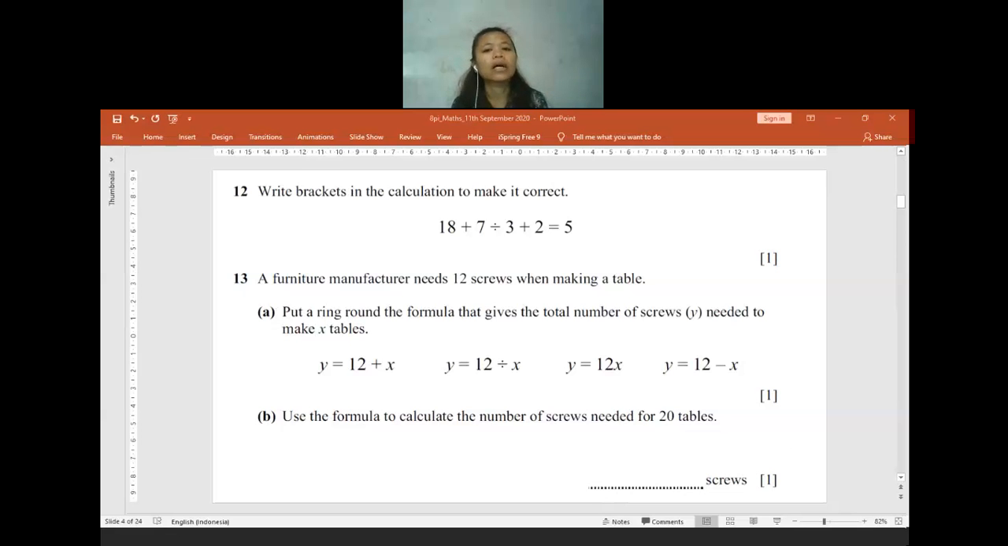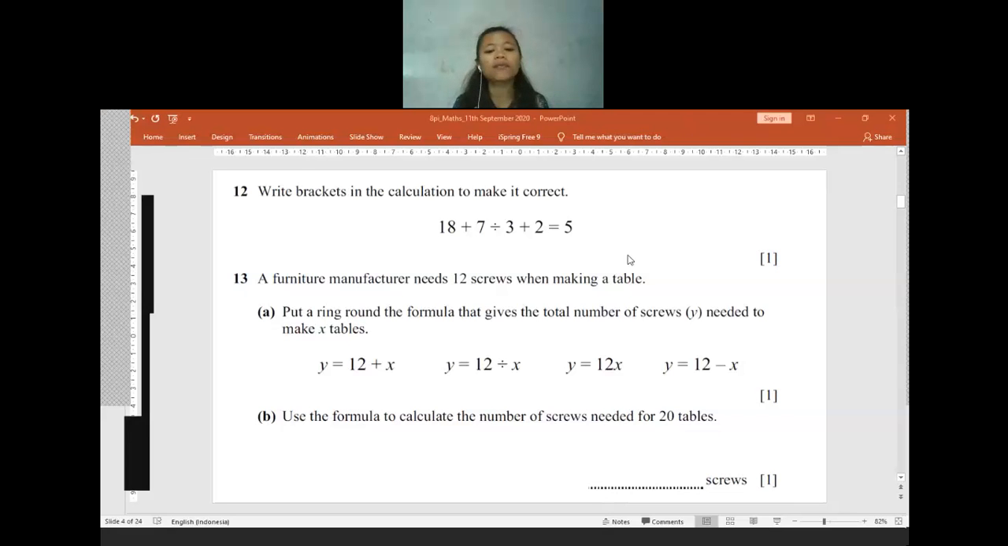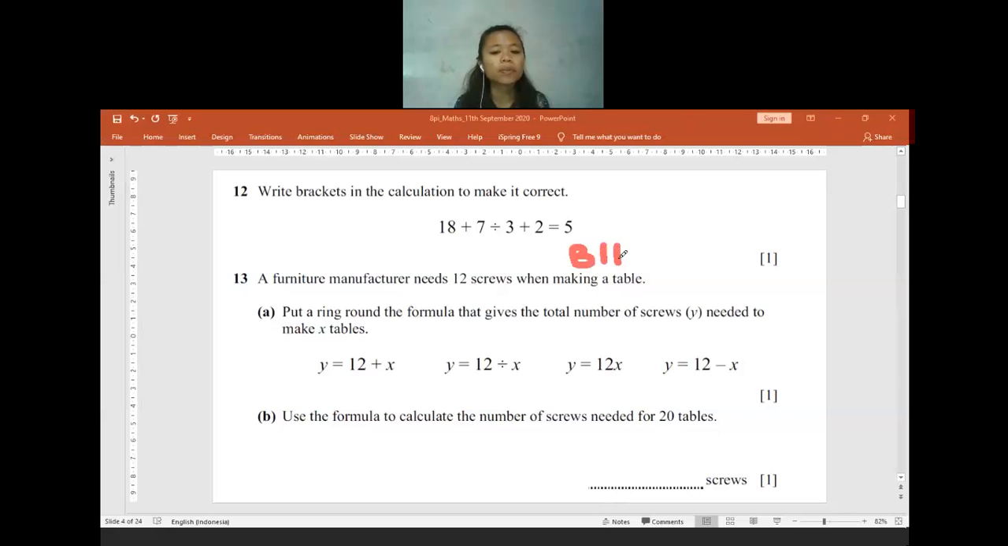Remember the rules of BIDMAS. The brackets have to be done first. After brackets come indices. After indices it can be multiplication or division, and the last one is addition and subtraction.